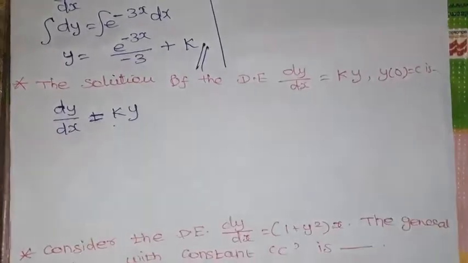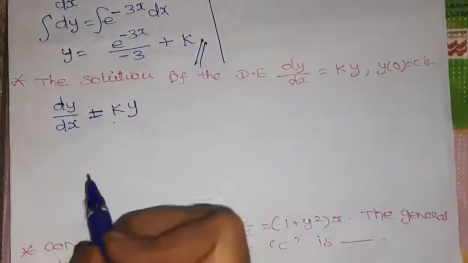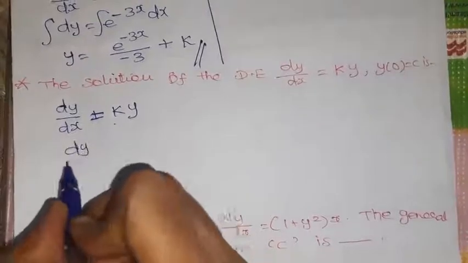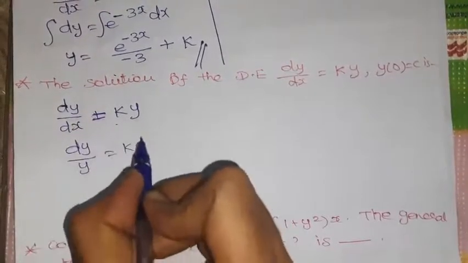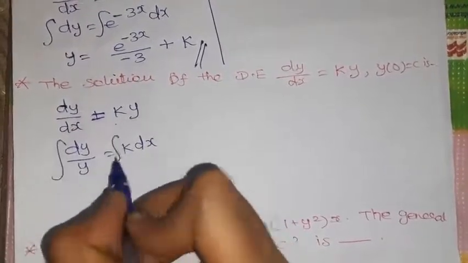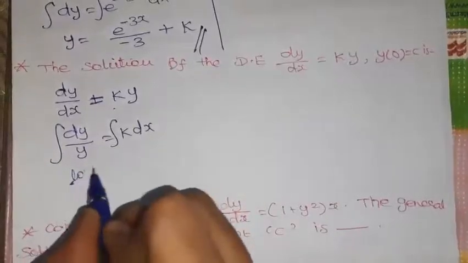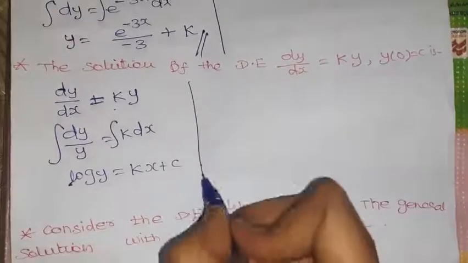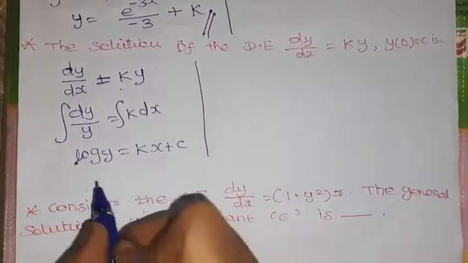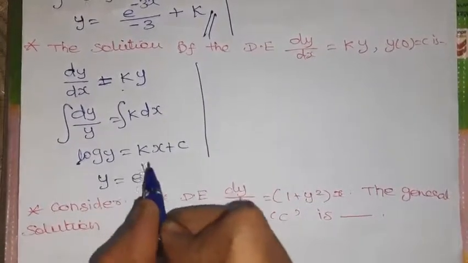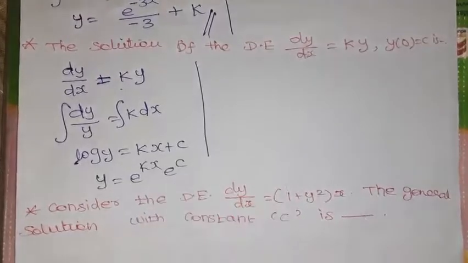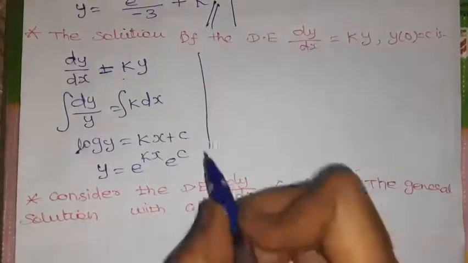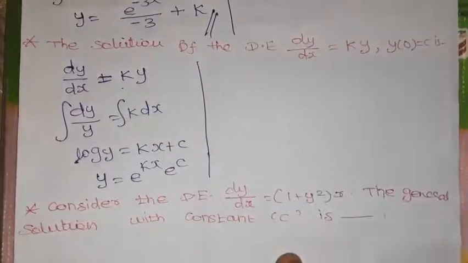Now what we need to do? Separating the variables. Okay. dy by y equal to k dx. Now integrating on both sides, we get log y, k dx equal to kx plus c. Then what we need to find out? y equal to e power kx into e power c. Right? This is y. Okay. This is the solution for this differential equation.